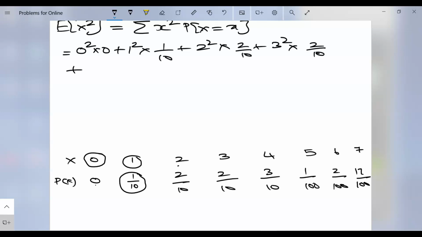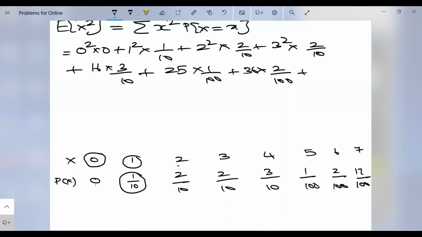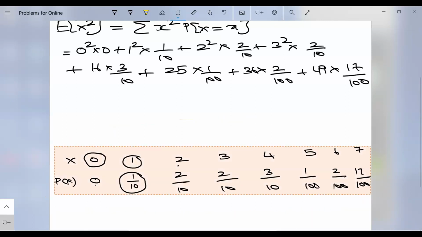Okay, like this we will proceed. 4 squared, I will write directly 16, multiply 3 by 10. Plus 25, multiply 1 by 100. Plus 36, multiply 2 by 100. Plus 49, multiply 17 by 100. Okay, this is what we have. Now just the calculator would give you the answer, so nothing to worry about.